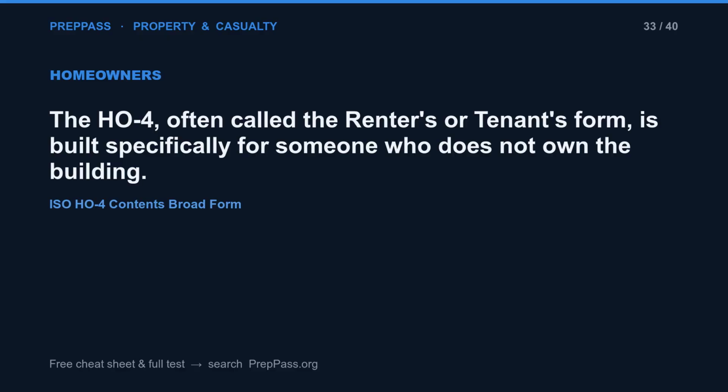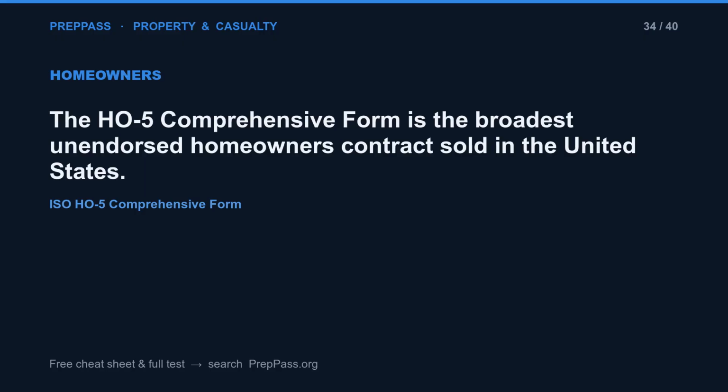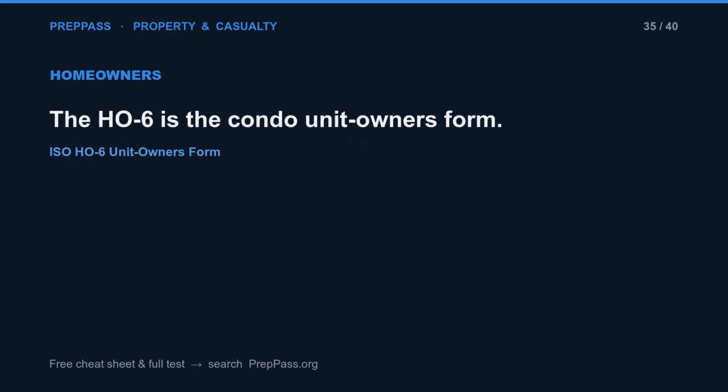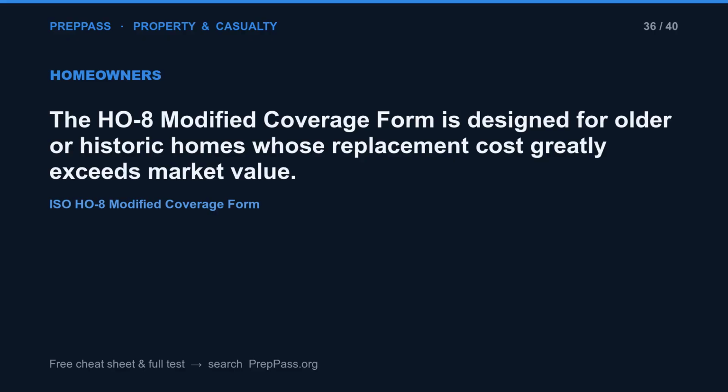The HO4, often called the renter's or tenant's form, is built specifically for someone who does not own the building. The HO5 comprehensive form is the broadest unendorsed homeowner's contract sold in the United States. The HO6 is the condo unit owner's form. The HO8 modified coverage form is designed for older or historic homes whose replacement cost greatly exceeds market value.